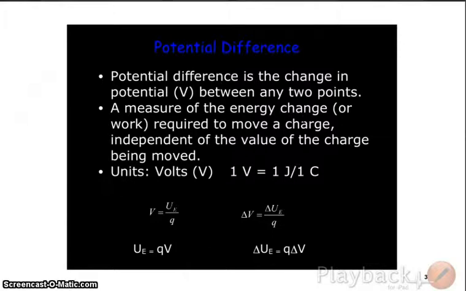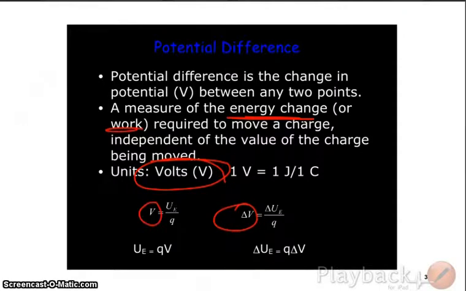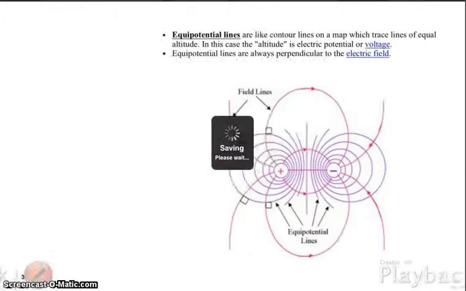Okay. A measure of energy change or work required to move a charge. The units for potential difference is V, same as volts. So basically, potential difference is the change, while electric potential is just the actual value. Okay, so we're just adding that triangle in front of everything.